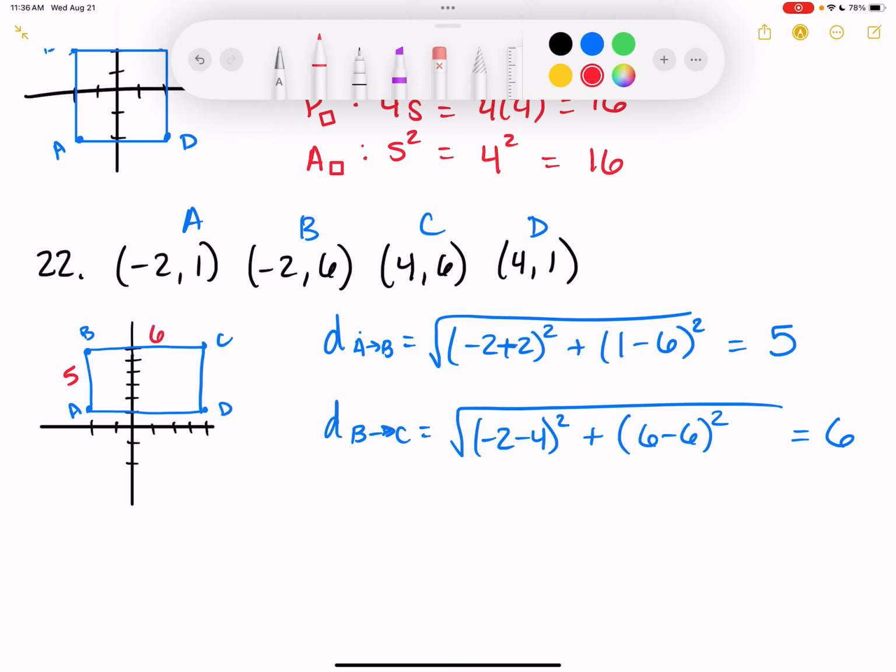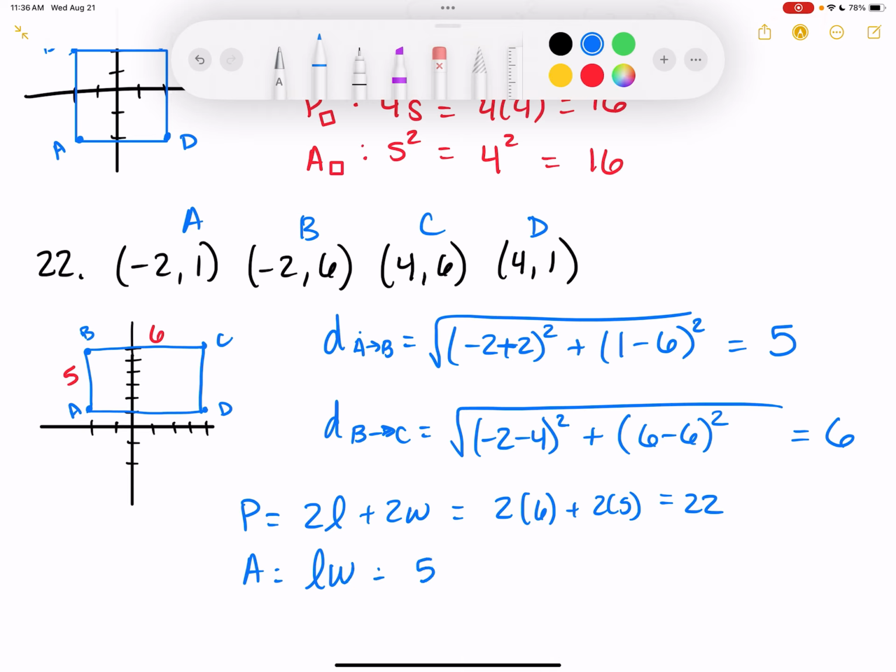How do I find the perimeter of a rectangle? 2 length plus 2 width, 2L plus 2W. So 2 times 6 plus 2 times 5, which gives me 22. And then area, length times width. So 5 times 6, 30. Any questions on those?